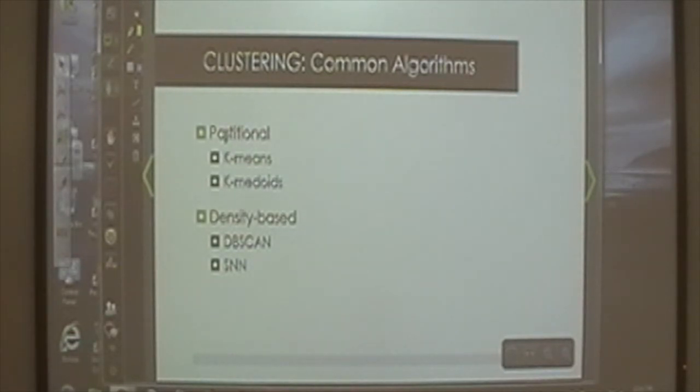So would the density-based be like a population type of thing? Right, so you're going to distinguish densely populated clusters by regions of less dense things. So if you think of population centers, that would be a great example, you can start clustering cities that way.